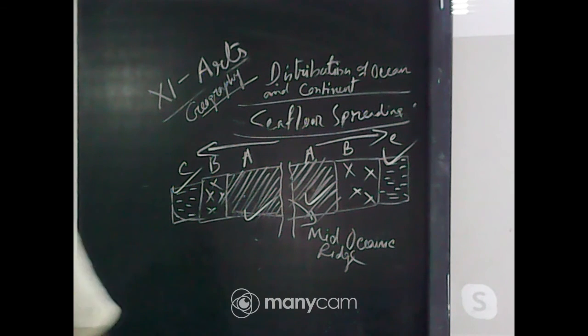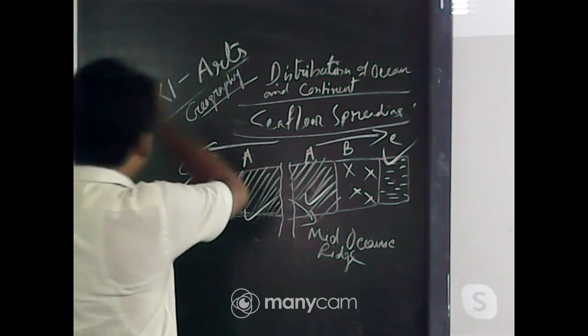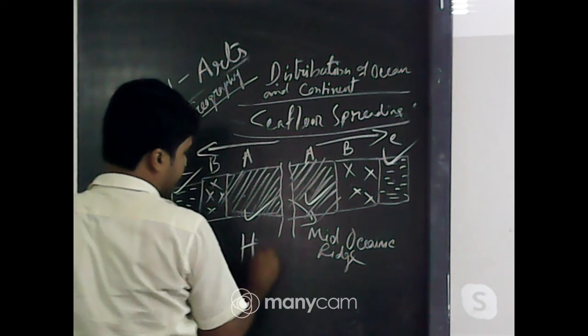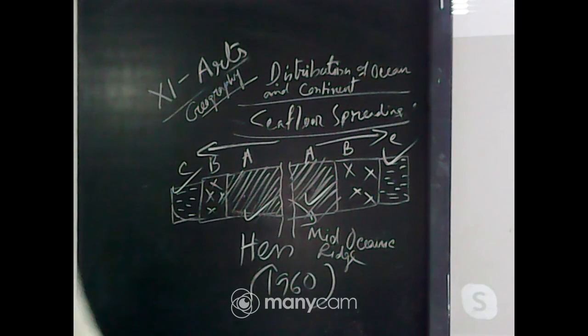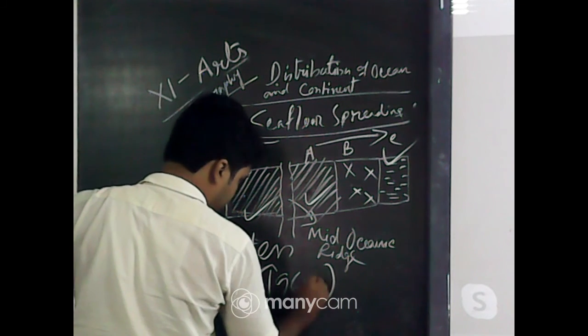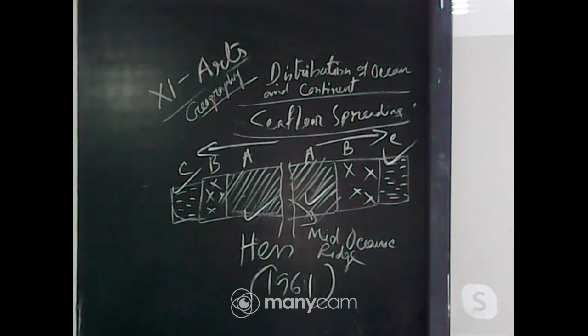This fact and the detailed analysis of the magnetic properties of the rocks on either side of the mid-oceanic ridge led Hess to propose his hypothesis known as seafloor spreading. So scientist Hess first introduced his theory in 1960, or 1961, which is named seafloor spreading.